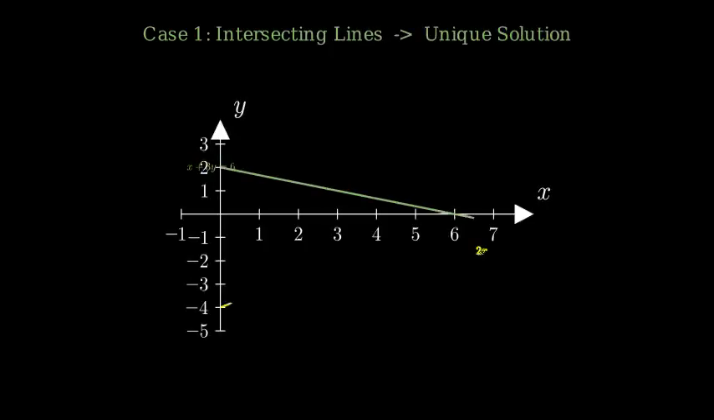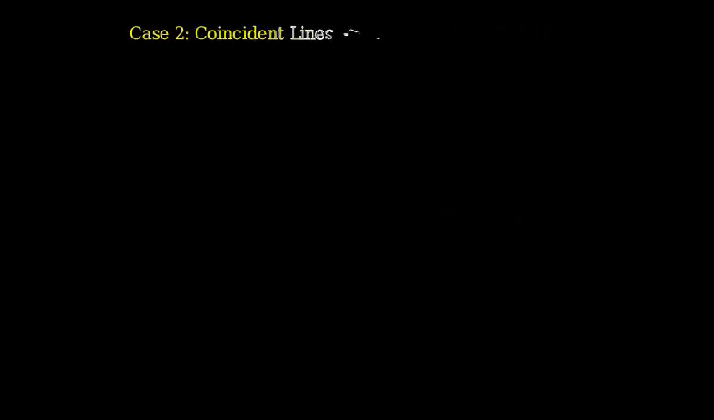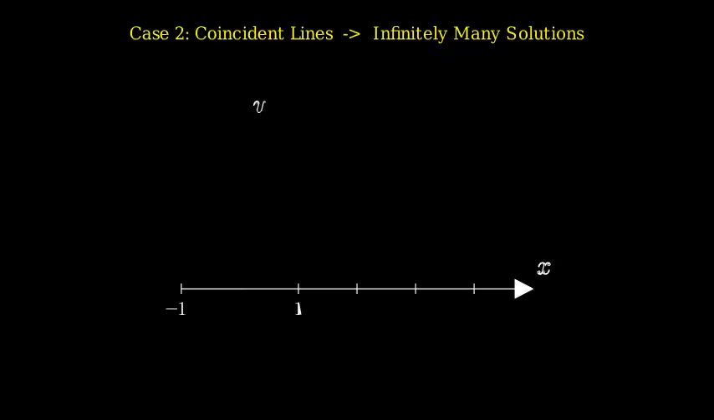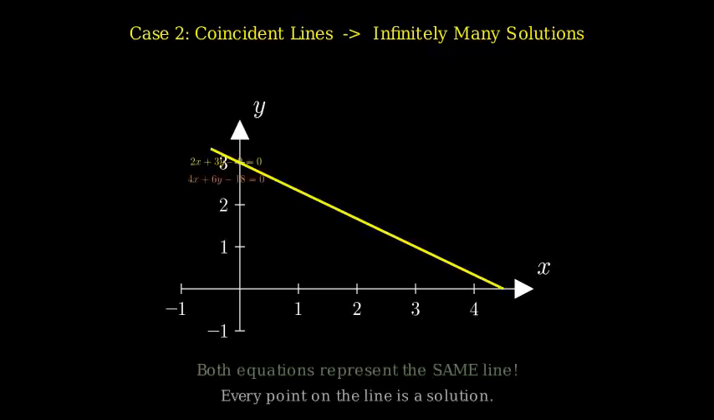The system is consistent. Case 2. The two lines are coincident, they are the same line. Every point on the line is a solution, infinitely many solutions. The system is consistent and dependent. Case 3. The two lines are parallel, they never meet. There is no solution. The system is inconsistent.